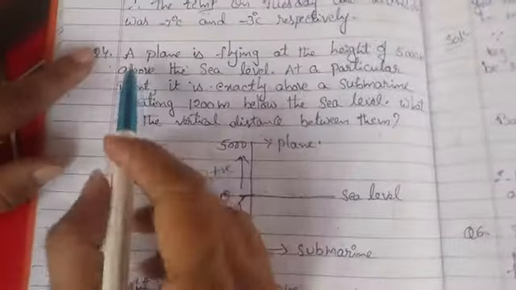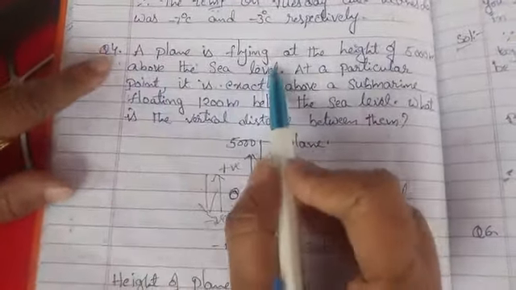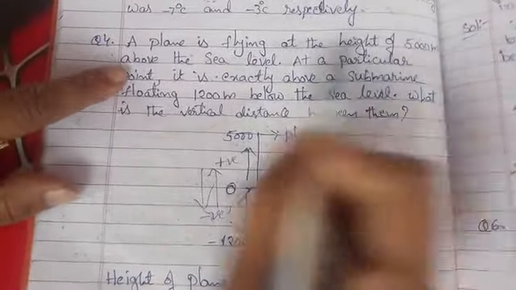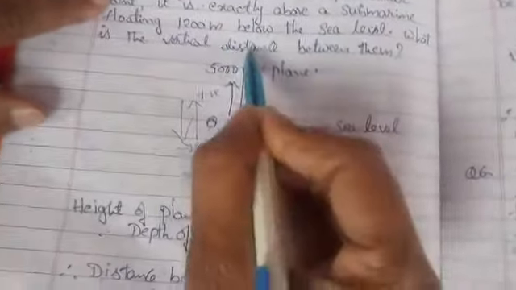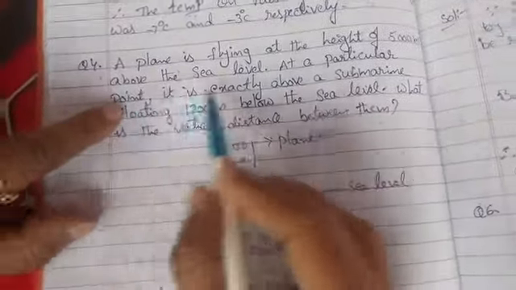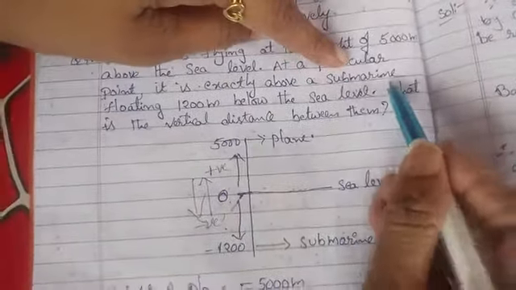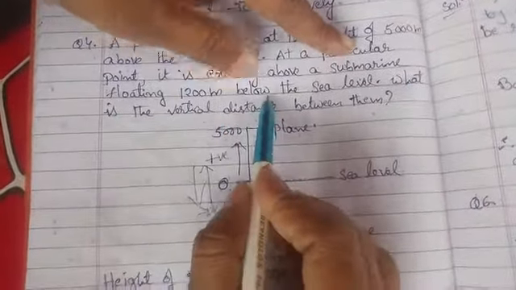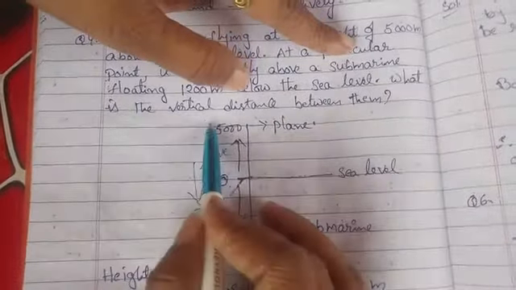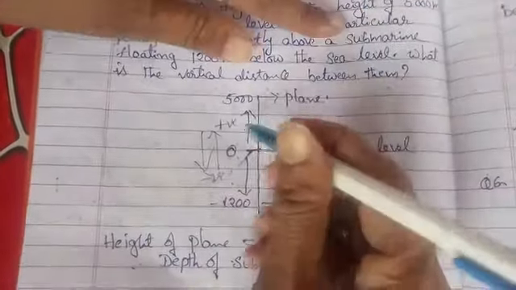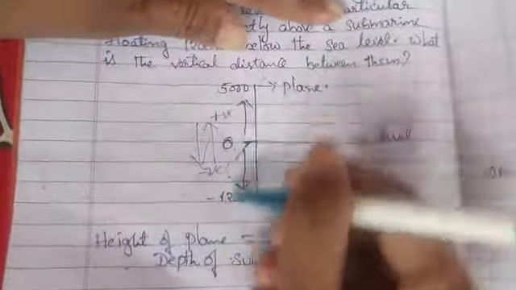And in question number 4, it is given. A plane is flying at a height of 5,000 meters above the sea level at a particular point. It is exactly above a submarine floating 1200 meters below the sea level. What is the vertical distance between them? We have to find this distance between the plane and the submarine.